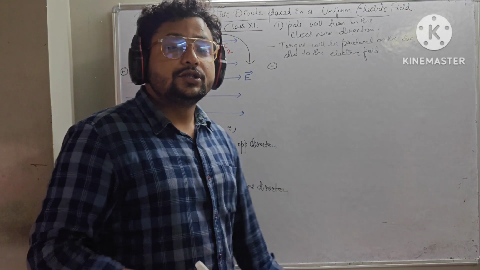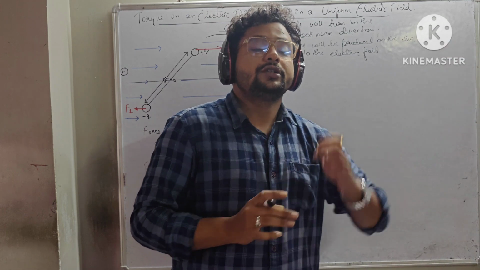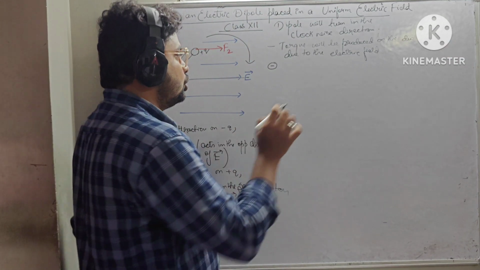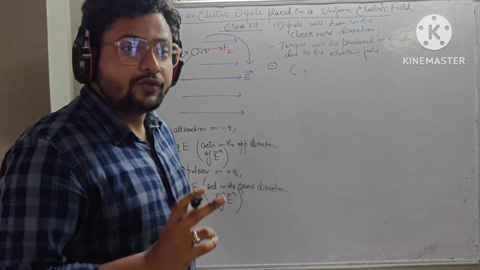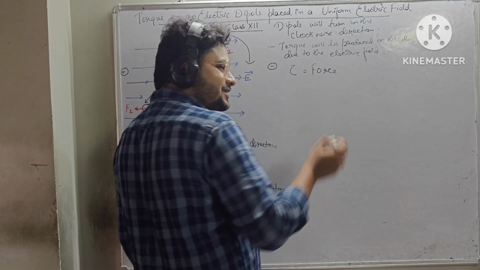So the electric field is going to produce a torque on the dipole, right? And how much torque the electric field will produce, that we are trying to find out. Now the expression for torque, okay? So torque is written in this way, tau. The formula for torque is either force, any one of the forces.